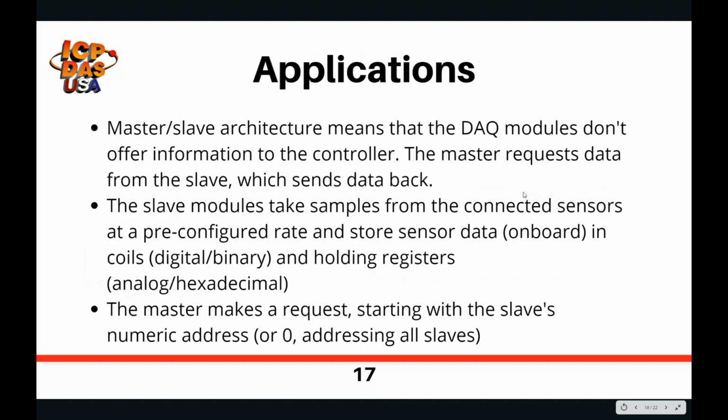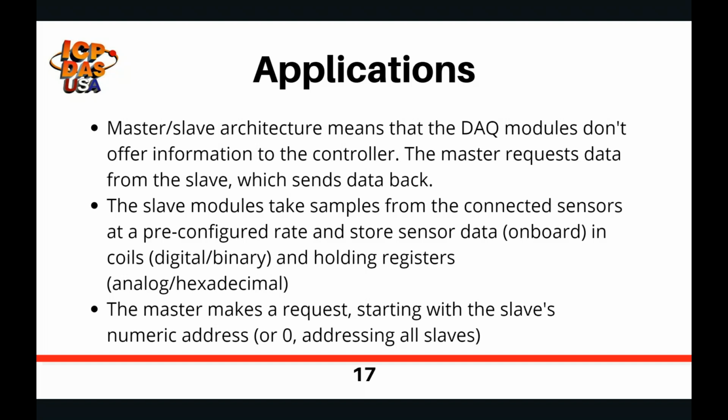Okay, so now that we have an overview of what our data acquisition modules look like and what they do, and you know some of the features, we can talk about how they work in a Modbus RTU system. So the master-slave architecture means that the DAQ modules don't offer information to the controller. The master requests data from the slave, which sends data back.